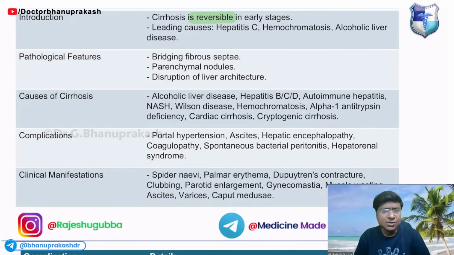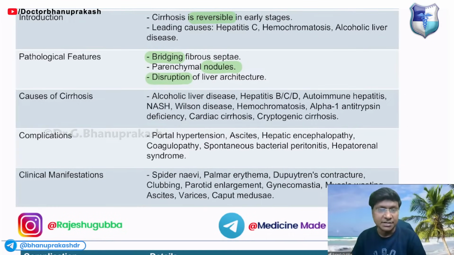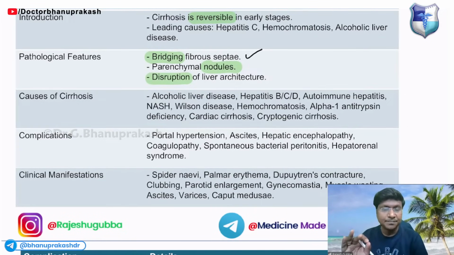Now, what are the early stages? You have the formation of bridging fibrous septa, formation of parenchymatous nodules, and disruption of the liver architecture. When will this cirrhosis be reversible? If you are able to stop the insult at the level of bridging fibrous septa, that is when the cirrhosis can be reversible.